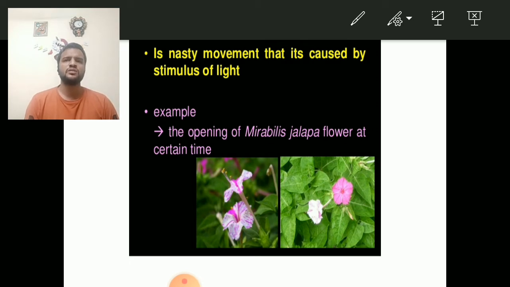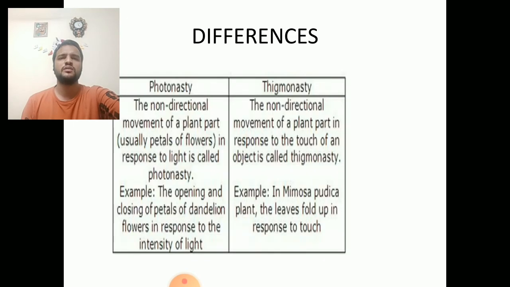Now next, students, we are going to talk about control and coordination in the animals. Control and coordination in the animals take place with the help of the nervous system and the endocrine system.